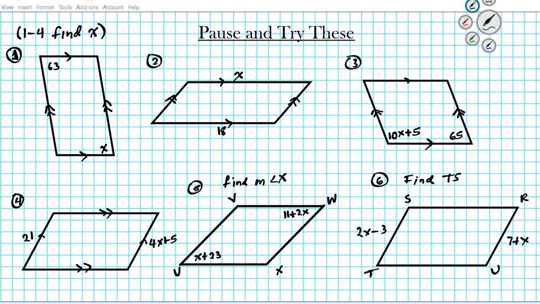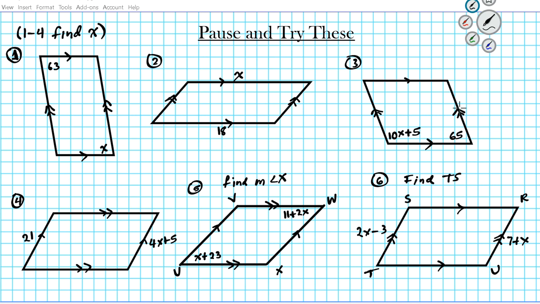Alrighty, so now we have 6 practice problems that we would like you to try out. These are all parallelograms. For questions 1, 2, 3, and 4, you're just solving for x. And then for 5 and 6, it's clearly indicated what you're looking for. For question 5, you're looking for the measure of angle x. And for number 6, you're looking for the length of side TS. Go ahead and pause this video presentation at this time. Attempt these 6 problems. When you are done, we're going to display the answers so you can check how well you did.